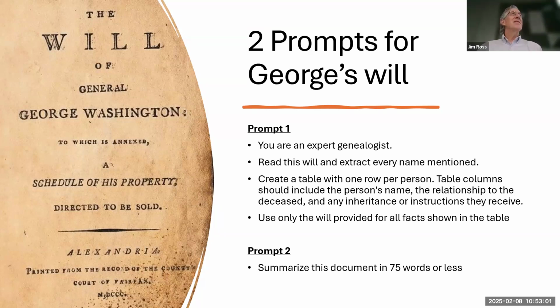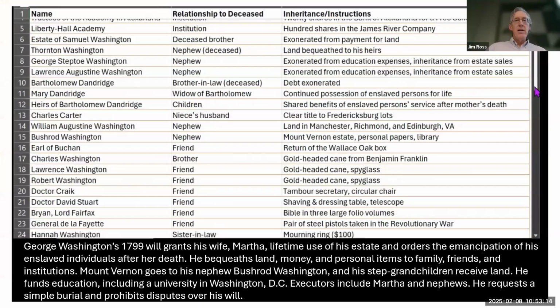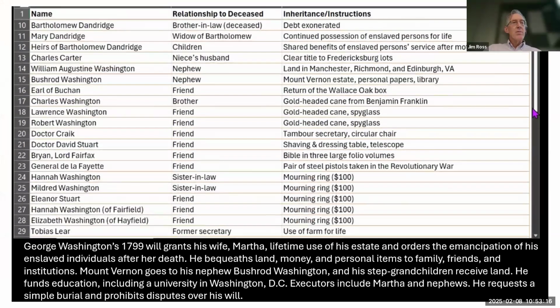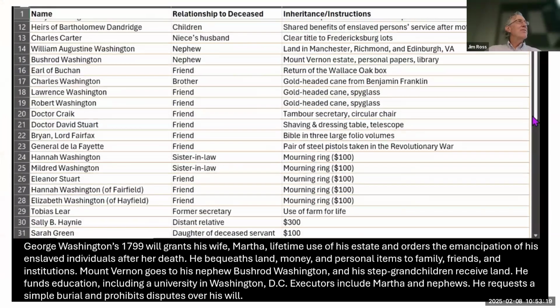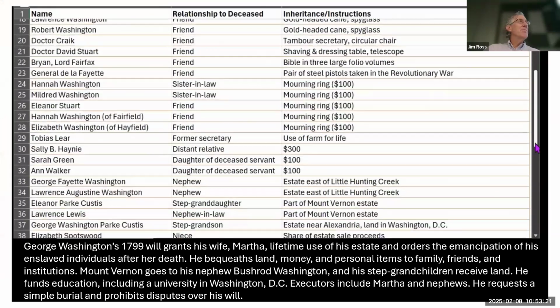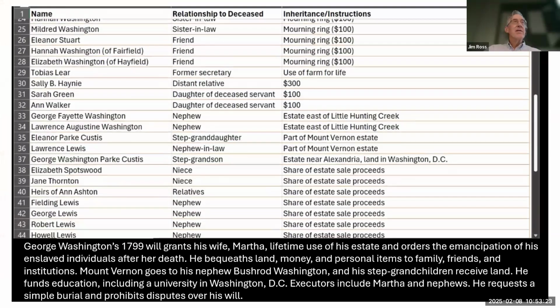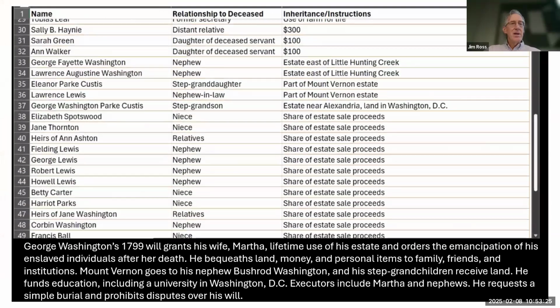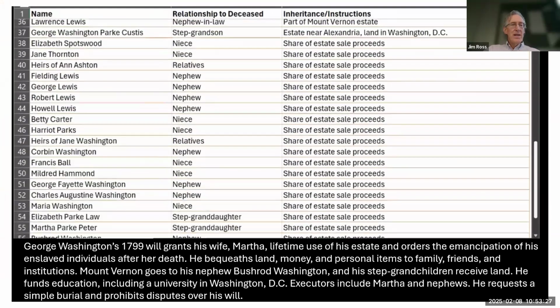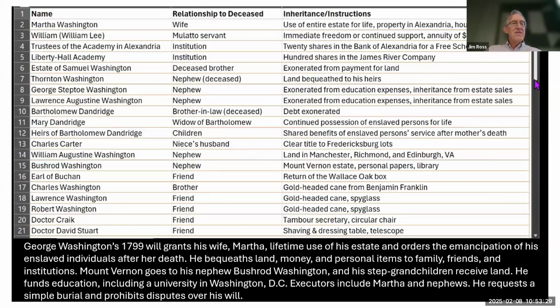I will tell you, when I did this at home, this took 3 to 5 minutes, and nobody wants to stare at each other for 3 to 5 minutes while we wait for it to think. So I've just pre-done it. And so here's the table it created. I asked it for everybody mentioned in the first column, the relationship in the second column, and then what they got in the third column. We see it looks like 56 people George left something to in his will.